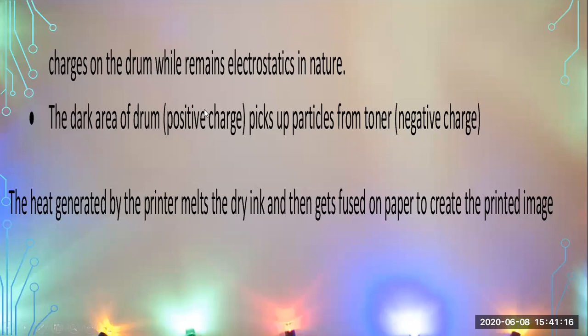We repeat it again. The charges on the drum remain electrostatic in nature. The dark area of the drum, with positive charge, picks up particles from the toner. This was the main point to remember. And the other one is that the heat generated by the printer melts the dry ink, which then gets focused on the paper to create the printed image. In this way, the printed image in a laser printer is produced.